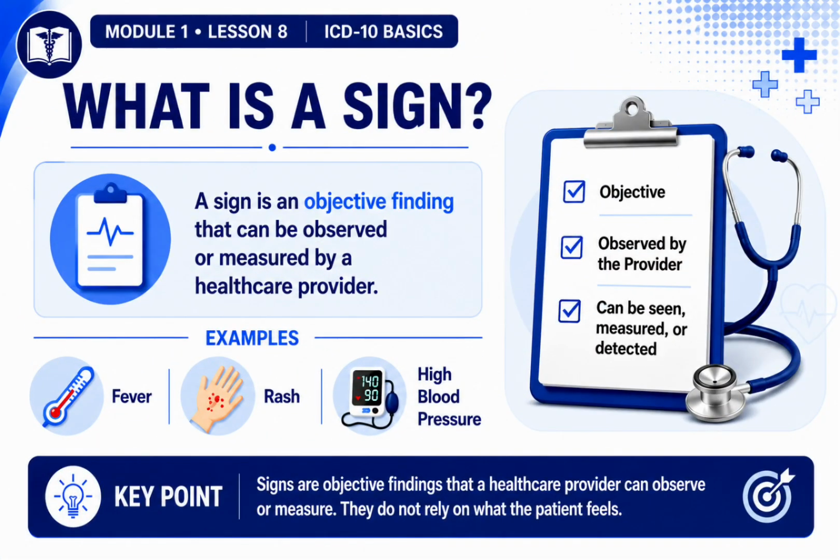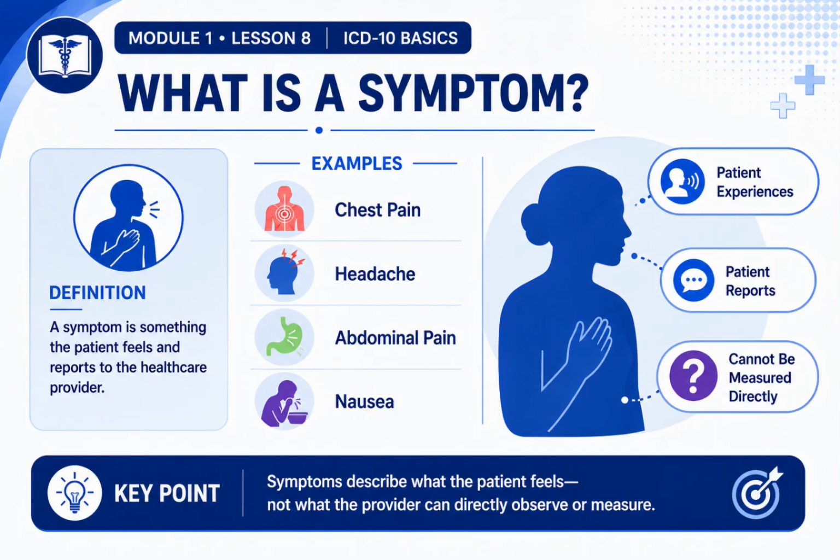A sign is an objective finding that a healthcare provider can observe or measure during an examination. Because signs are visible or measurable, they do not depend on what the patient reports. Common examples include fever, a rash, and high blood pressure. A symptom is something the patient experiences and reports to the healthcare provider. Unlike signs, symptoms are subjective and cannot be directly measured. Chest pain, headaches, abdominal pain, and nausea are all common examples of symptoms.